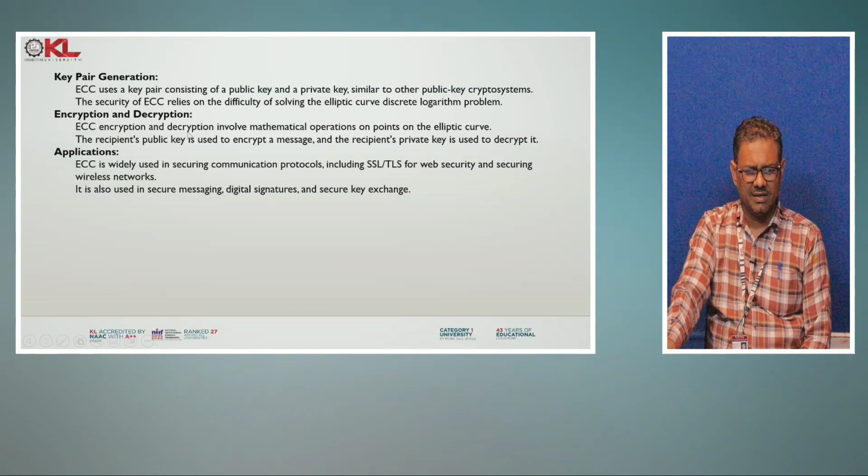Encryption. The ECC encryption technique involves mathematical operations on points of the elliptic curve. The recipient's public key is used to encrypt a message, and the recipient's private key is used to decrypt it. So the receiver side also can encrypt the message by using the public key. Both sender and receiver can encrypt messages.